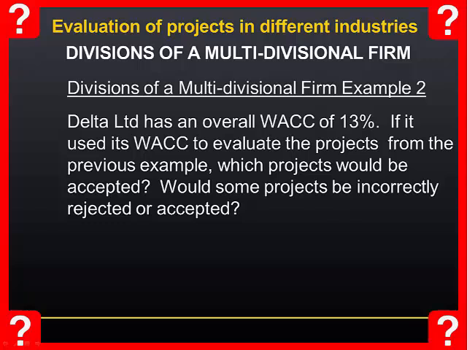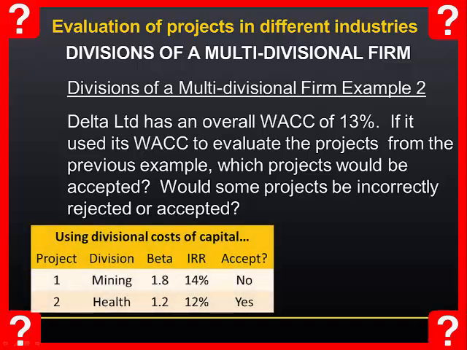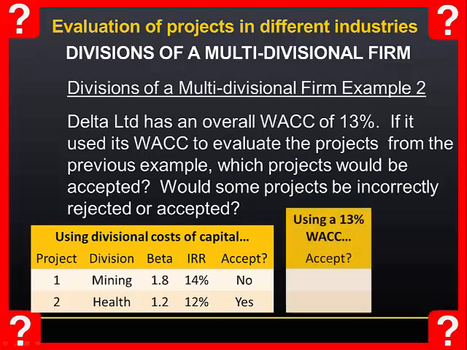Continuing with the same example, Delta Limited has an overall weighted average cost of capital of 13%. We've already decided that we would reject Project 1 and accept Project 2 using divisional costs of capital. But what will we do if we use the 13% weighted average cost of capital for the entire firm to evaluate these two projects? Comparing the 13% WACC with the internal rates of return, would we accept Project 1, Project 2, both, or neither?